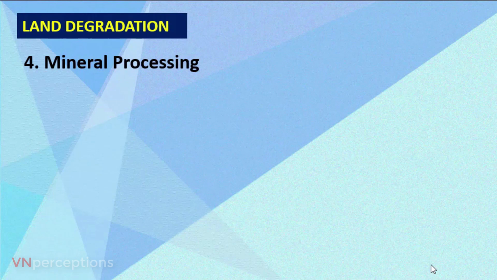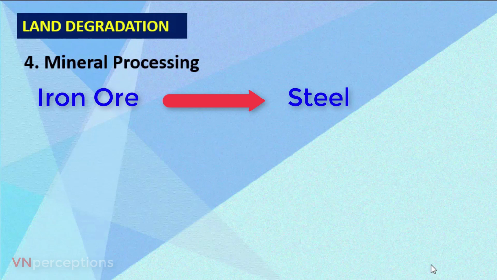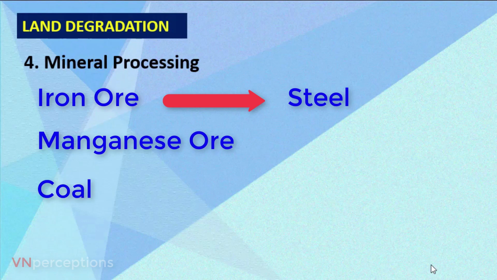Then it is mineral processing. Now we know mining happens. After that, the same mineral is processed. Supposing I take iron ore. From iron ore we make steel, and for making steel also we require iron ore, manganese ore, coal, as well as limestone. Now when they are processed, hardly 25-30% is the iron or steel that we get finally. But more than half of it is waste that is to be dumped somewhere.